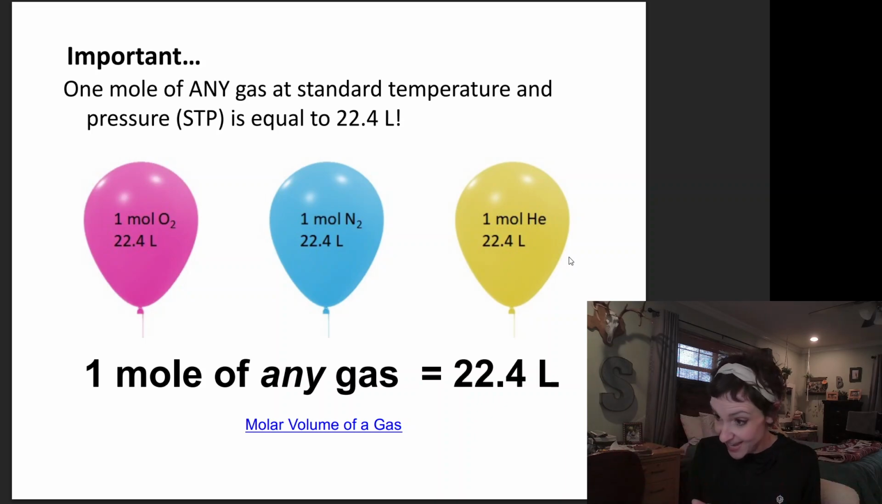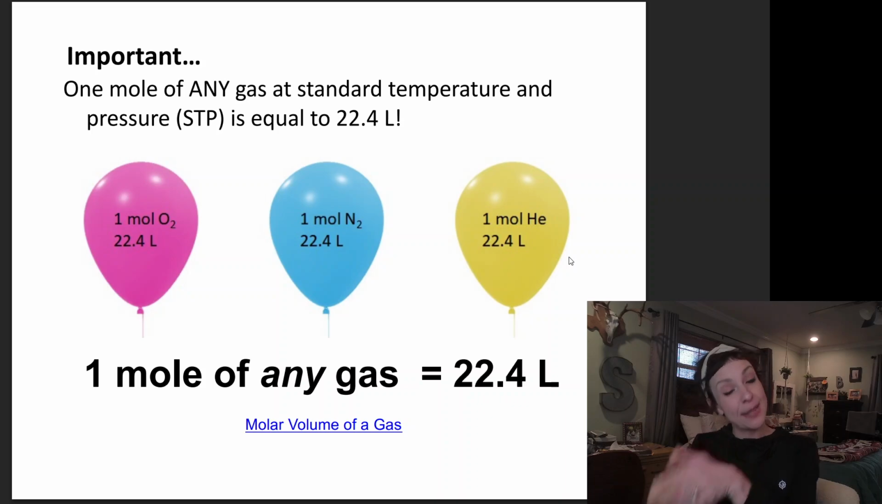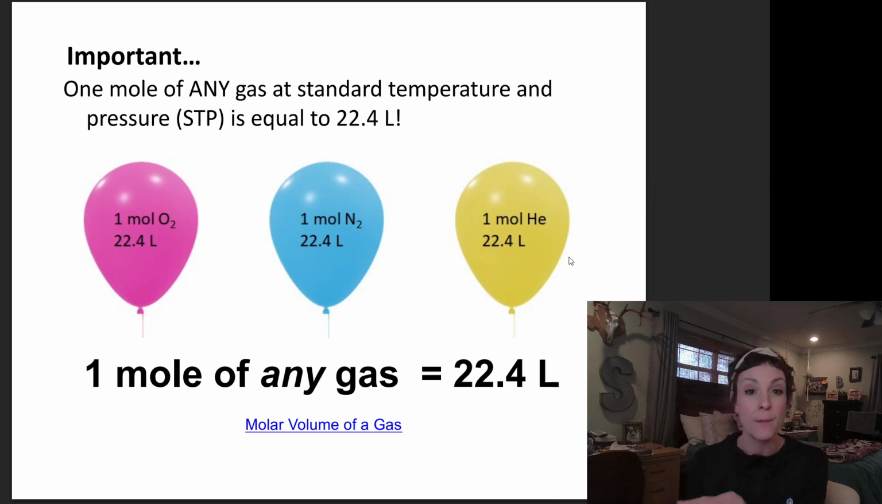So the key thing here, which is going to be important leading up to our stoichiometry, is that 1 mole of any gas, as long as you are under these standard conditions of temperature and pressure, will have a volume of 22.4. So let's watch a video kind of expanding into that a little bit more.